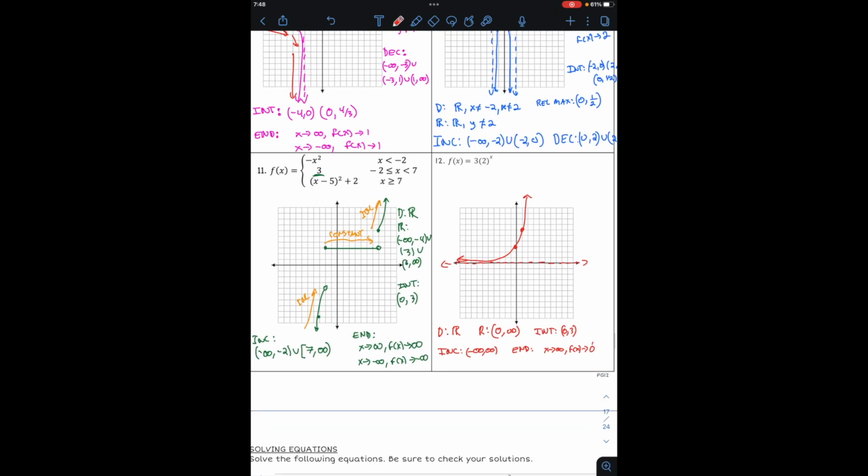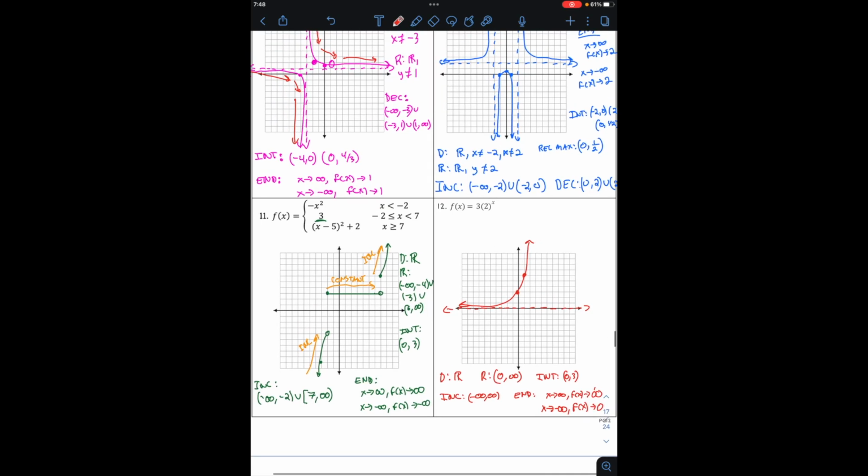Guess we're not allowed to write there. And as x goes to -infinity, f of x is off to the asymptote of 0, but never gets there.